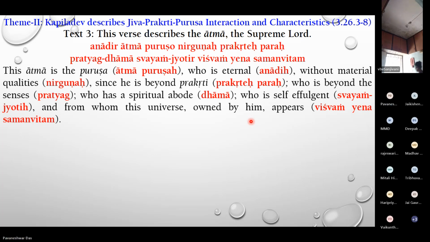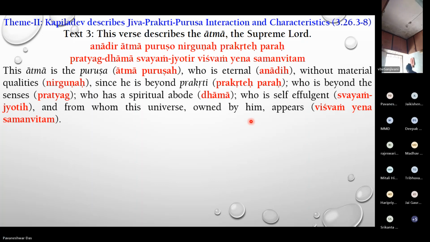So where is he situated? If he is situated beyond the three modes of material nature, what is his nature? He is beyond the senses. We cannot understand him through our material senses, because he is beyond the three modes and our senses are within the three modes. They are incompatible with each other. So our senses can never understand the Supreme Lord.